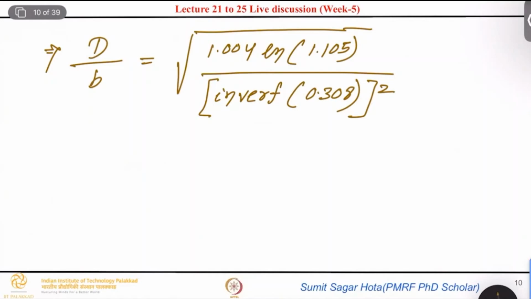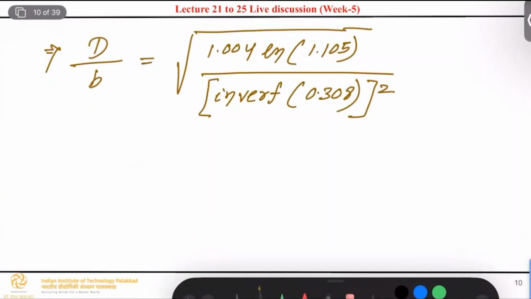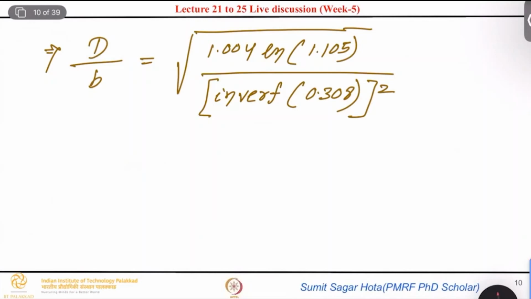Now these inverse error function values for 0.308 are there in a table in the book. That I want to mention. You just check table 9.4, page 338 of our prescribed book. I already mentioned the book name: An Introduction to Combustion, 3rd edition, McGraw Hill, author name is S.R. Turns.